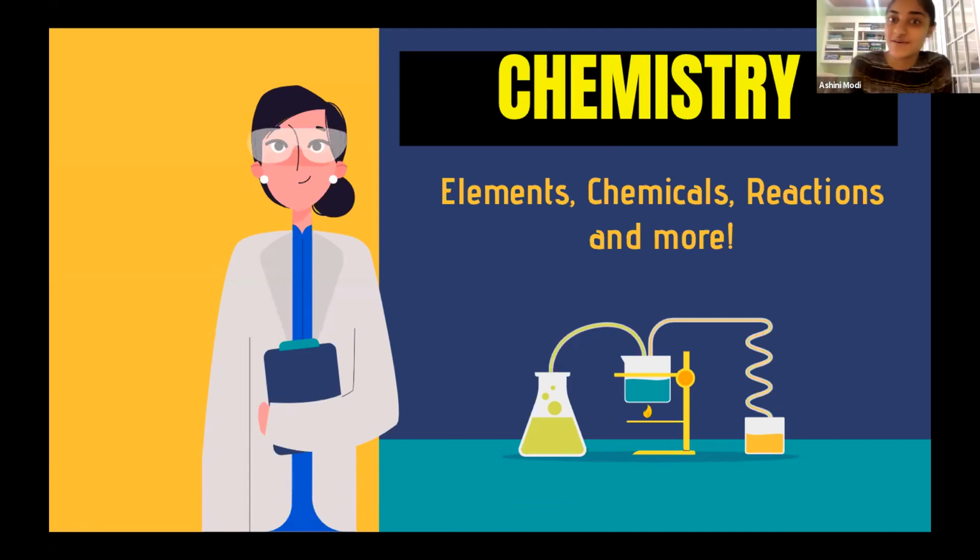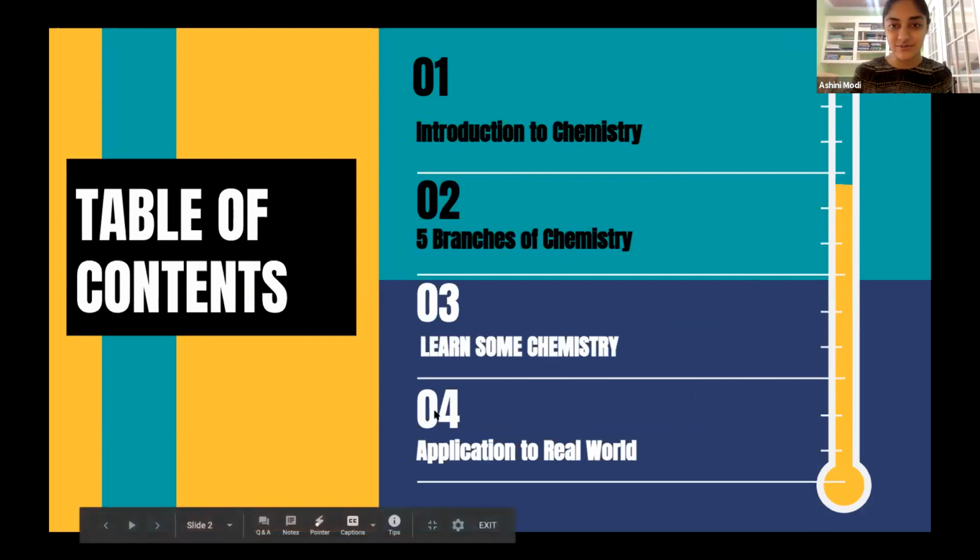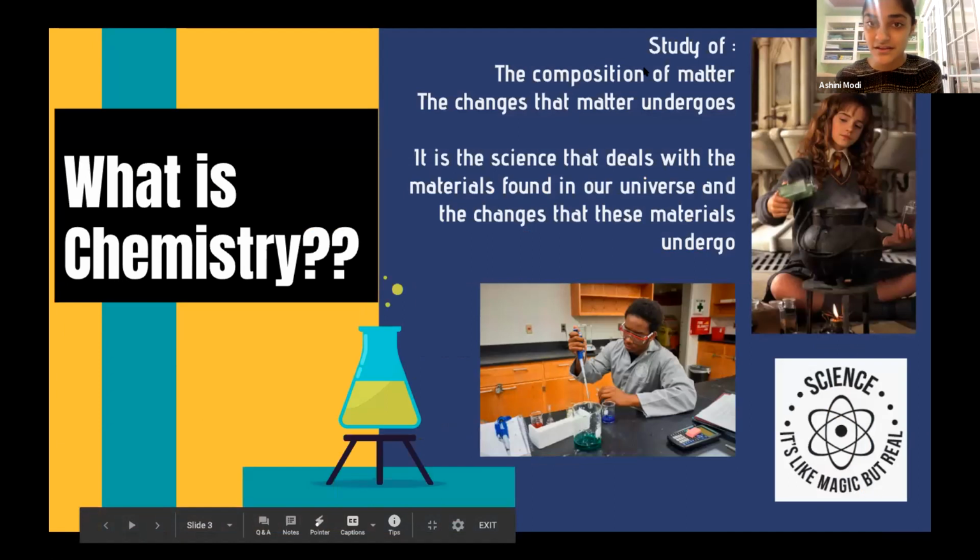Okay, so our topic today is, like Ms. Bonnet said, chemistry. We're going to be learning about elements, chemicals, reactions, and more, and then we're going to learn about how they apply to everyday life. So we're going to have an introduction to chemistry. We're going to talk about the 5 different branches of chemistry. Then we're going to do some chemistry ourselves and its application to the real world.